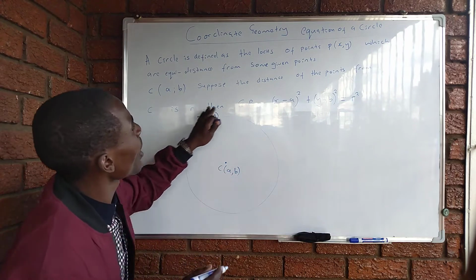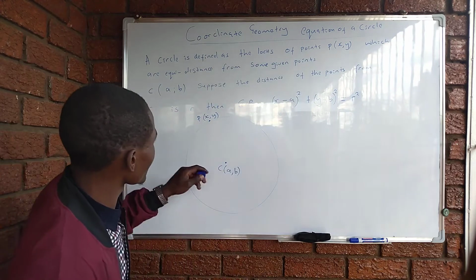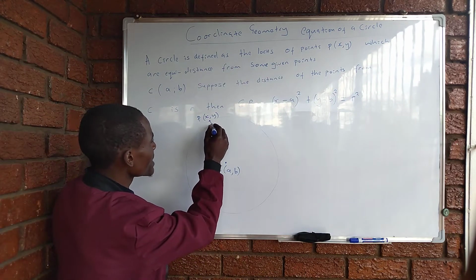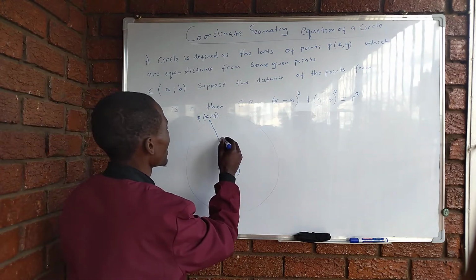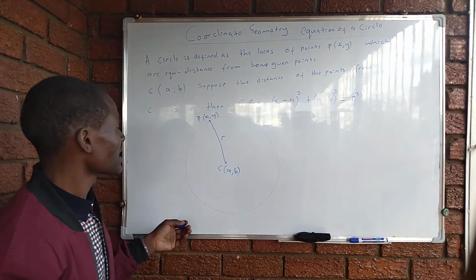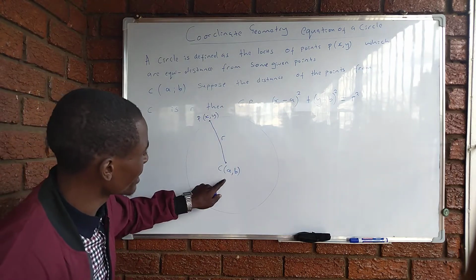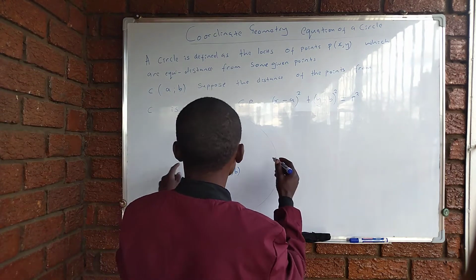That is why it is the locus of points P. So suppose there is a point P here. The distance between P and C is the radius, which is R. So the radius is the distance between any point on the circle and the center. We use the distance formula.